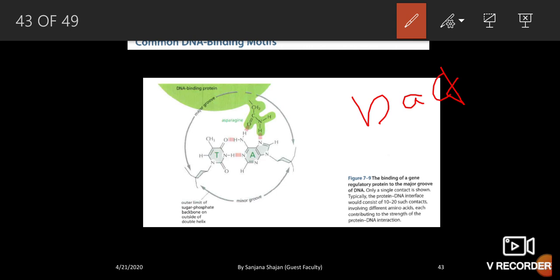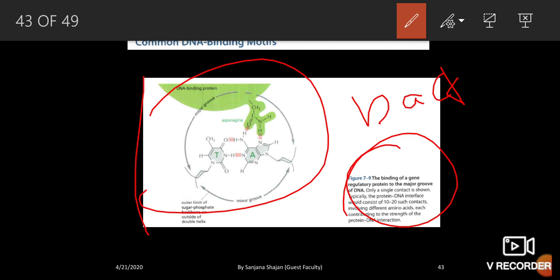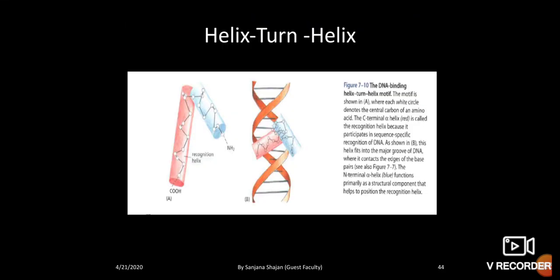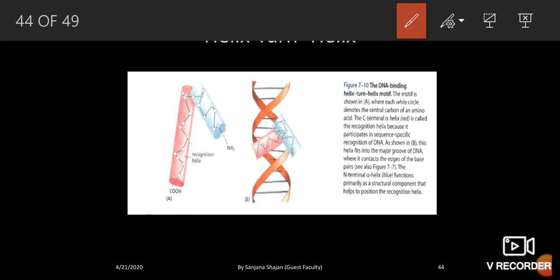Here the diagram just shows how the gene regulatory protein binds to the major groove. Like we studied in the previous video, for most of these DNA motifs the main target region is the major groove. This diagram shows how it will go and bind to the major groove, and these are the different bases which are present. So now coming to this helix turn helix, it is made up of two alpha helices.